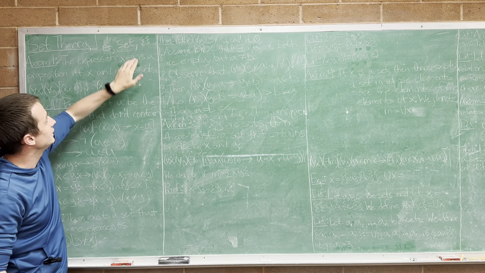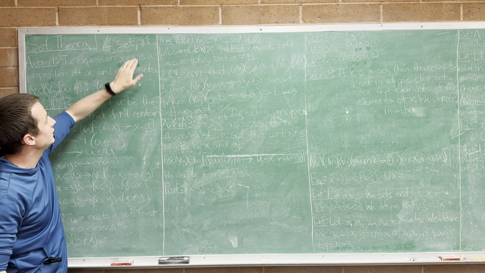So axiom 3. What does it say? If X and Y are sets, then there exists a set that contains precisely X and Y. Or in other words, if I know that X and Y are sets, then I know the set containing X and Y is a set. We denote it M equal to the set containing X and Y.